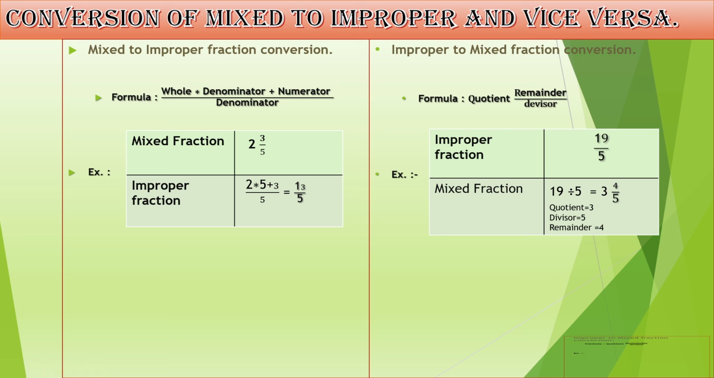This means you have to divide these two values. You know this bar line itself says division. So you just have to divide these two values and write what the quotient, divisor and remainder are, and then you can place these values inside the formula and get the mixed fraction.